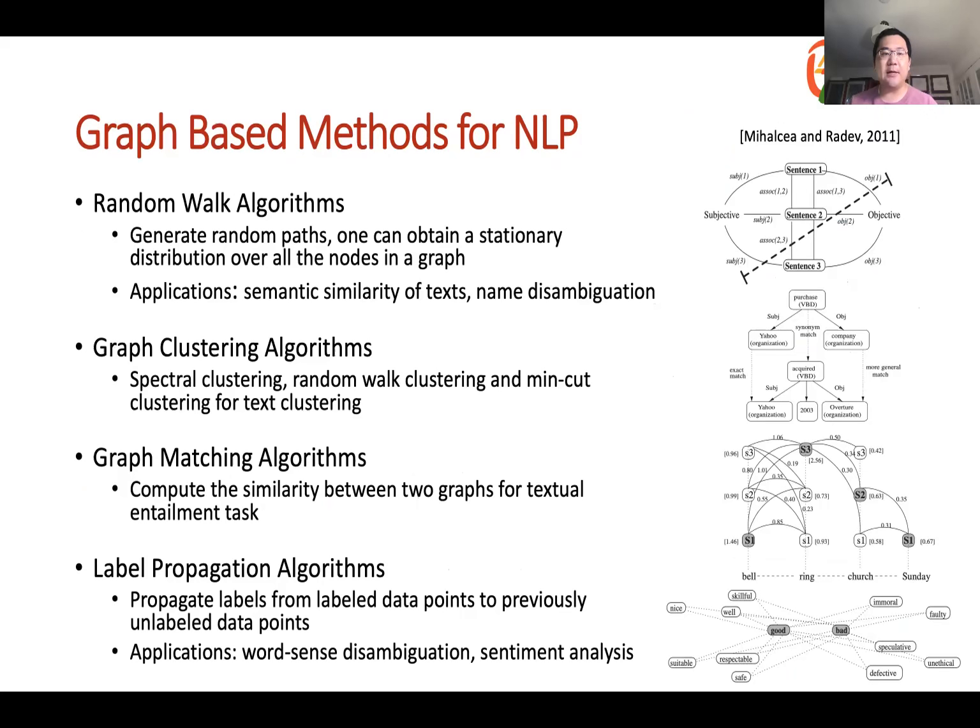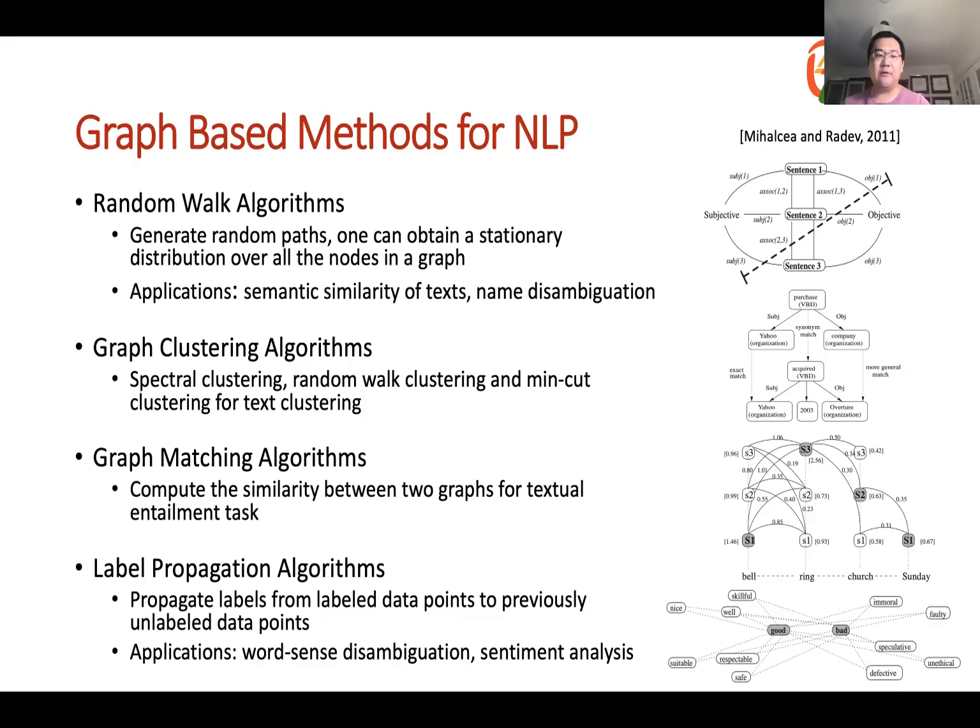So there are many conventional machine learning techniques that have been used for NLP. We picked four representative algorithms that have been extensively studied in the literature. People have been using the random walk algorithm, which tries to generate a random path so that we can obtain a stationary distribution over all graph nodes. This kind of technique has been used to compute, for example, the semantic similarity of two texts, and it can also be used for the name disambiguation task.